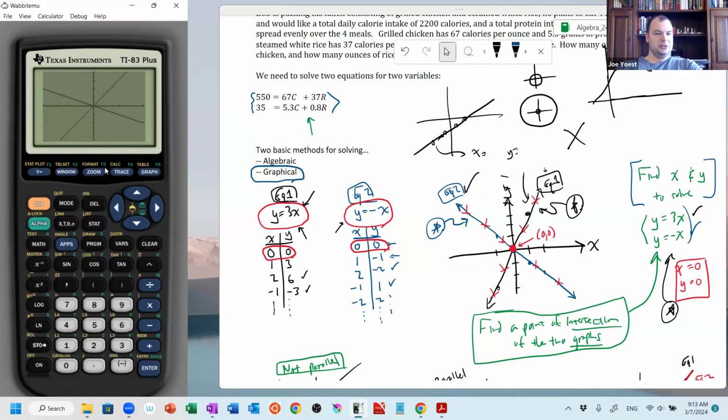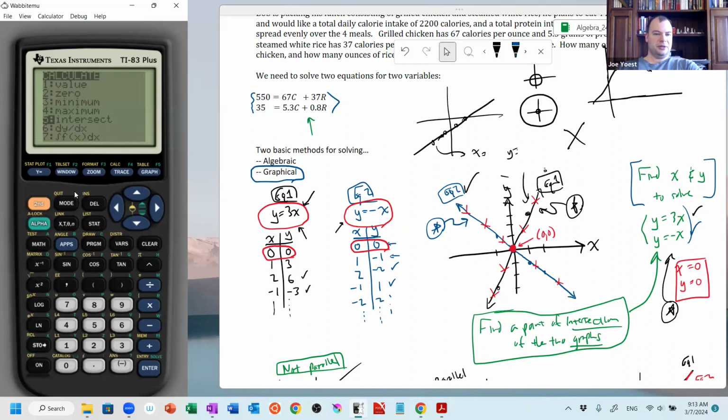The other thing I could do is I could use the calculation menu. You see above where it says trace, it says calc. That's for calculation. So if I hit second, trace, that brings up my calculate menu. I can investigate, say, values or zeros where I cross one of the axes, or maxes or mins, or I can investigate an intersection between two lines.